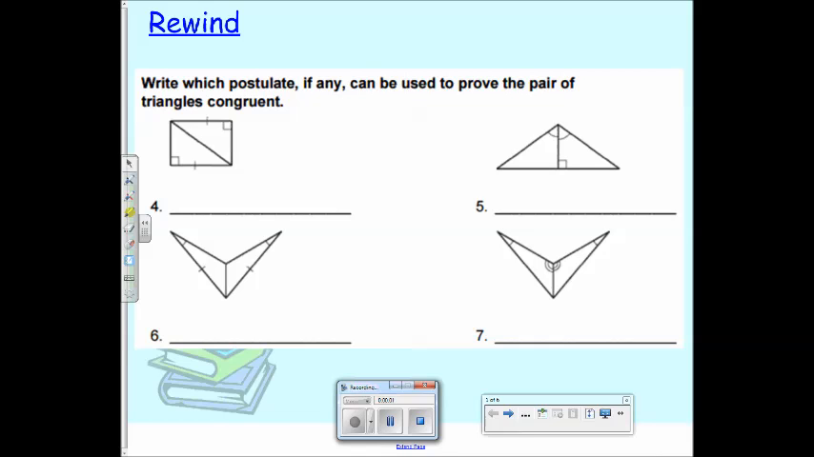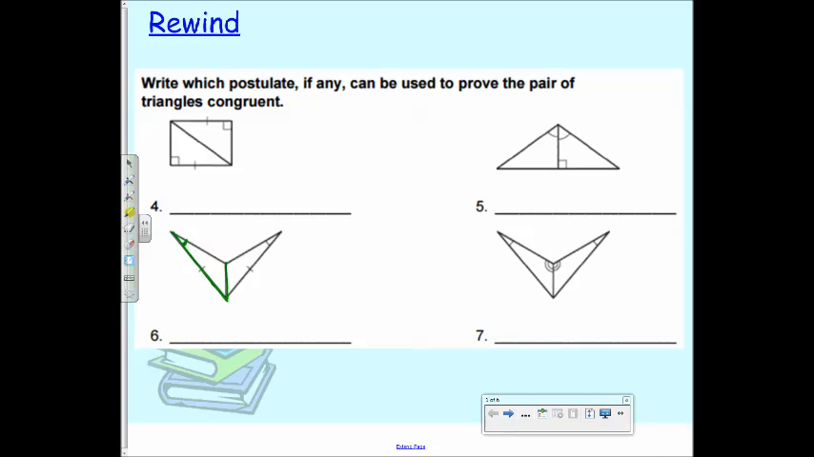Okay, can somebody explain why number 6 is none? It looks to me like you've got a side right here, a side right here, and an angle. So how come you can't do side, angle, side? Because it's not connected. Bianca?